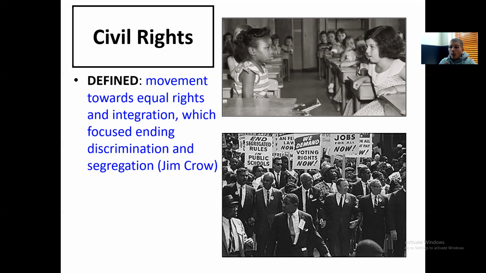Now, there'll be many different ways in which civil rights will be fought. We talked about the NAACP and how they're going to use court systems, but we're also going to see Dr. Martin Luther King and that nonviolent form of protest be very successful in achieving equality and civil rights.